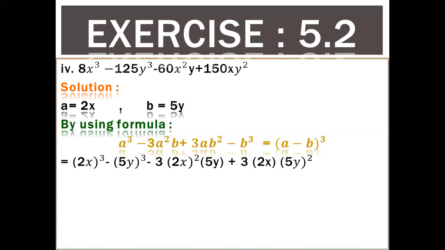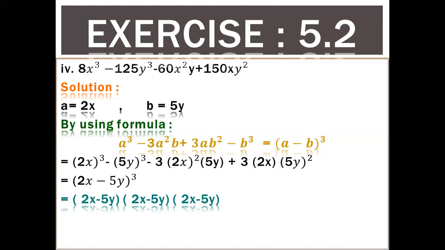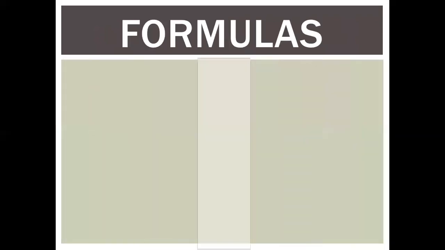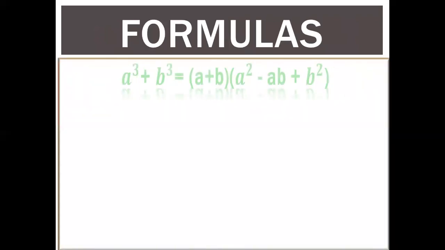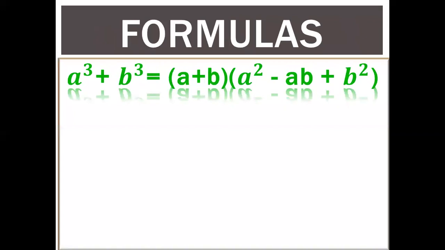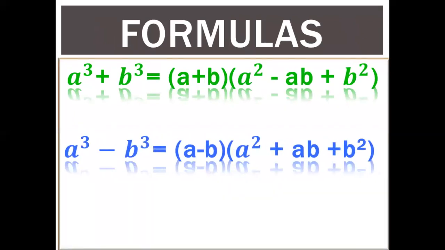So I put the values: a cube, 2x whole cube, b cube, 5y whole cube, minus 3a square b, 3 into 2x whole square into 5y, plus 3 into 2x into 5y square, and this is equal to a minus b whole cube, 2x minus 5y whole cube, and again we split these terms and we write 2x minus 5y, 2x minus 5y and 2x minus 5y.